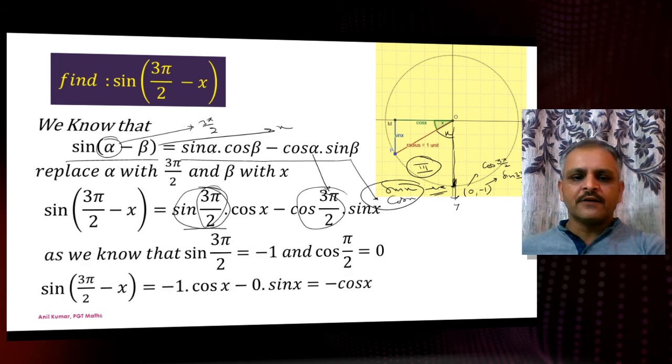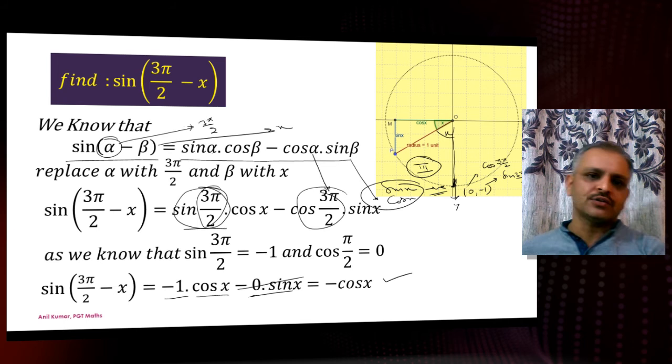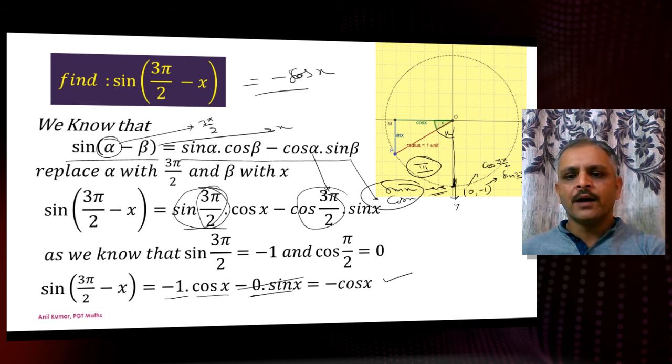So let's put minus 1 into cos x, then minus 0 into sin x. So this will be 0 and minus cos x. As we discussed, it's a negative 1. So sin 3 pi by 2 minus x is minus cos x.